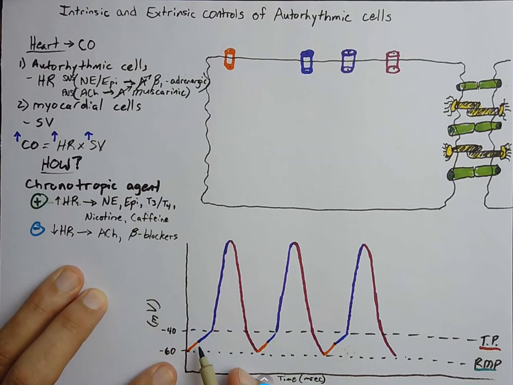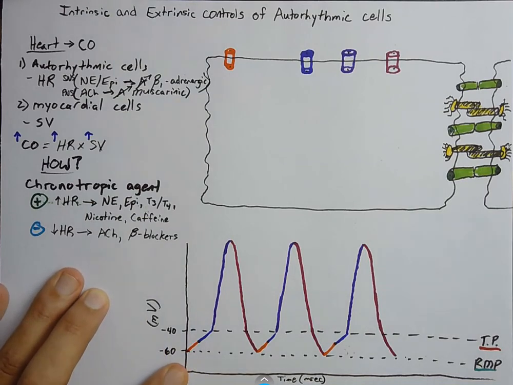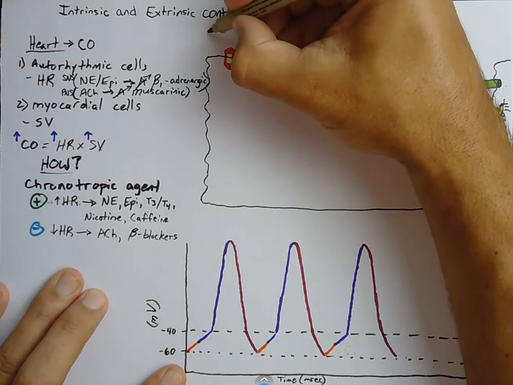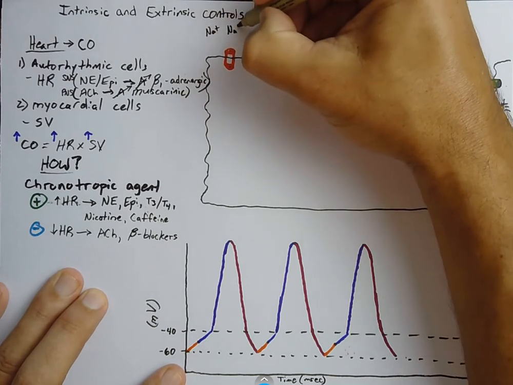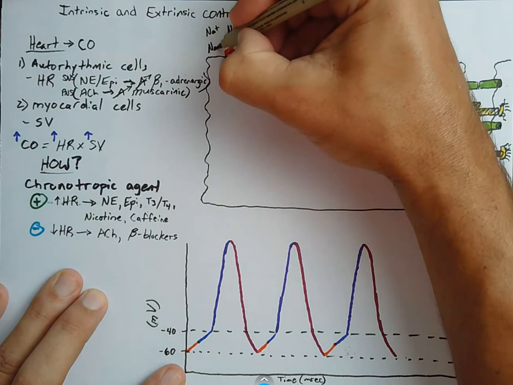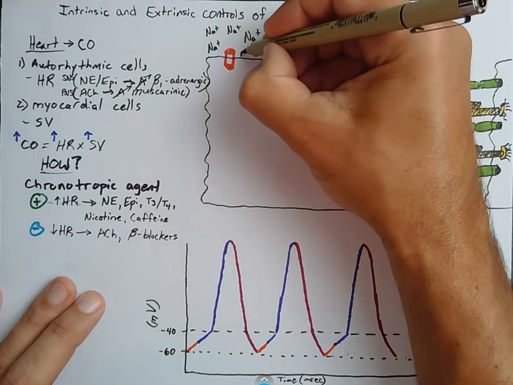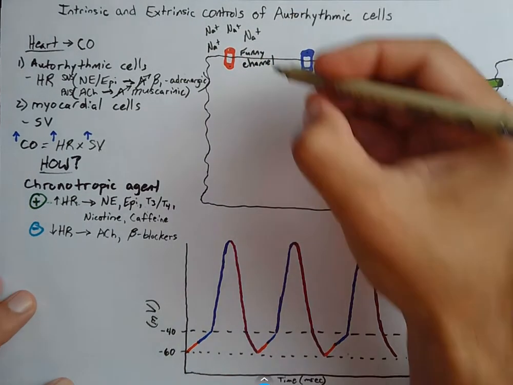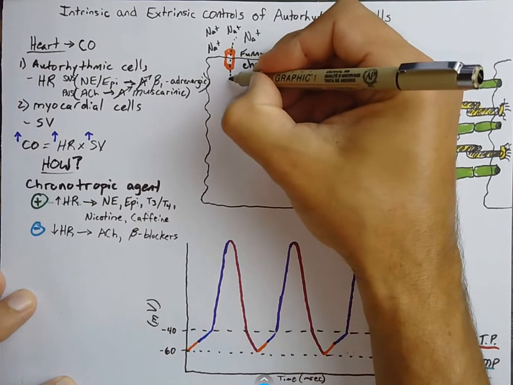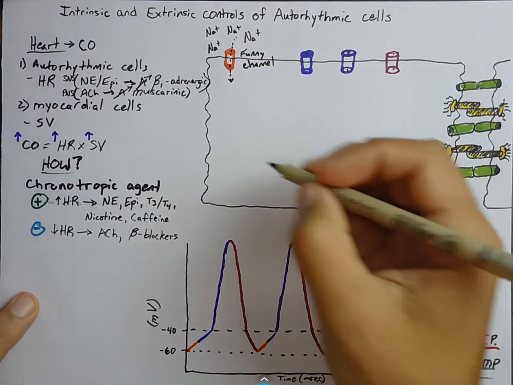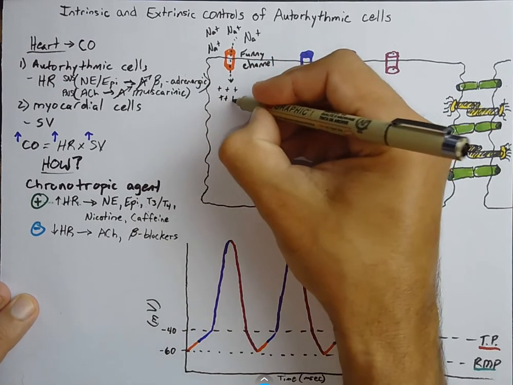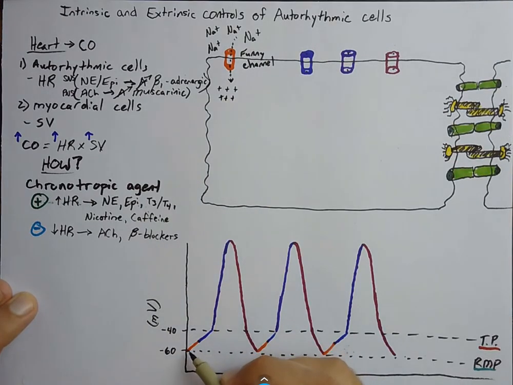The first portion of the curve here is due to the leaking of sodium into this autorhythmic cell. Okay, so we're going to have a whole bunch of sodium. Sodium is always higher outside of the cell relative to the inside of the cell. And this channel right here was called the funny channel. And as long as the funny channel is open, sodium gets to leak into the cell. And if sodium is leaking into the cell, what charge is coming with it? Positive charges. And that's going to start the depolarization of the membrane that you can see down here.